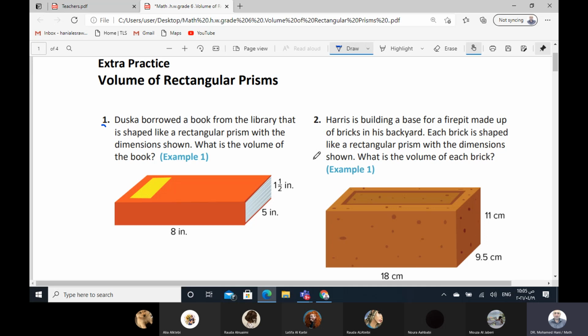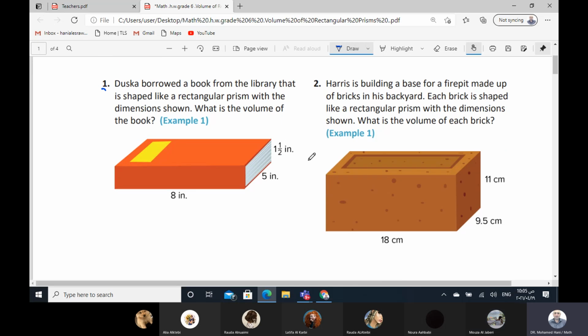Who can read exercise number 1? Mister, can I read it? Okay, Moza. The Scabra borrowed a book from the library that is shaped like a rectangular prism with the dimensions shown. What is the volume of the book?